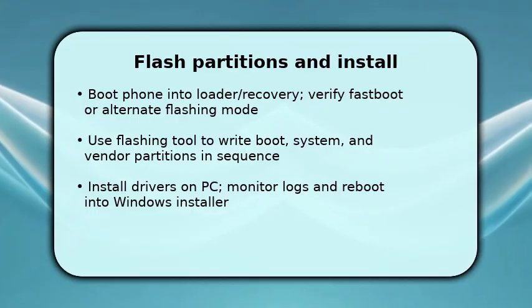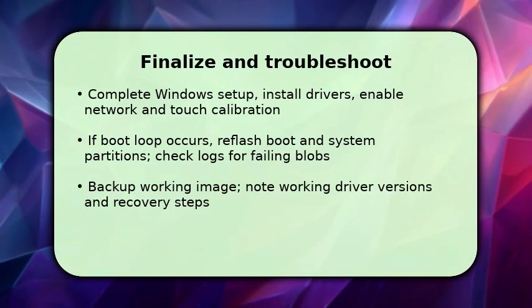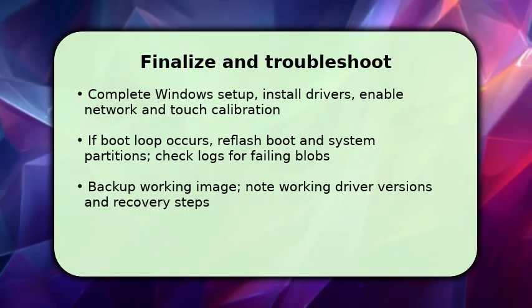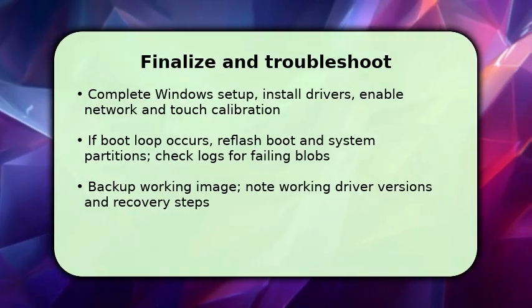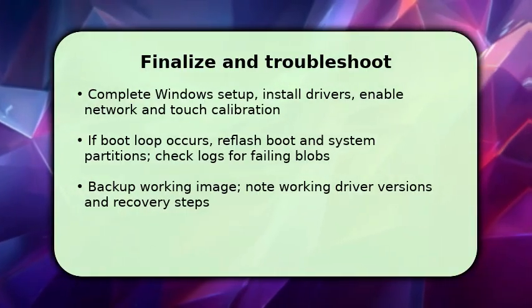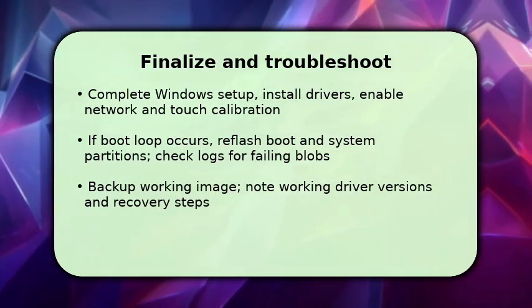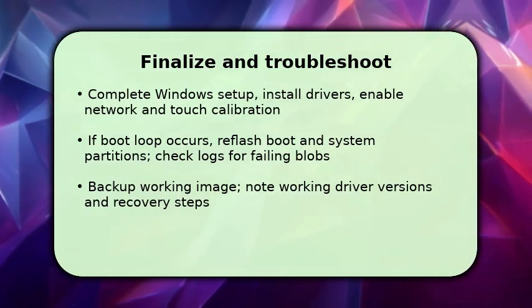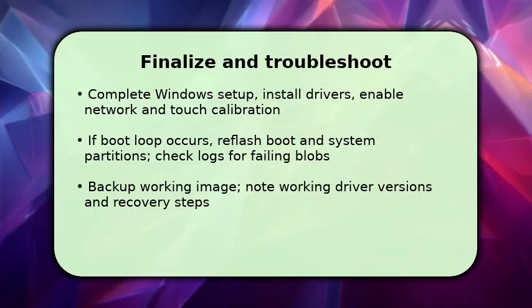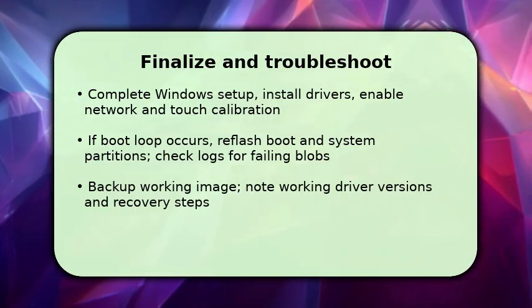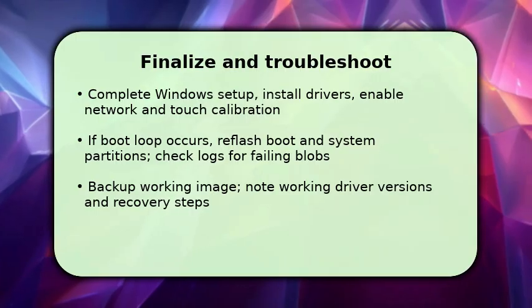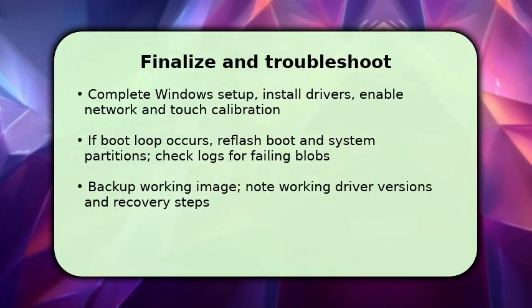You finish by completing Windows setup and installing device drivers so hardware works correctly. Once the OS boots, enable network access and run touch and display calibration as needed. If you hit a boot loop or crashes, reflash the boot and system partitions first, then check the flashing logs for any failing blobs or mismatched firmware. Mismatched vendor partitions are a common cause.